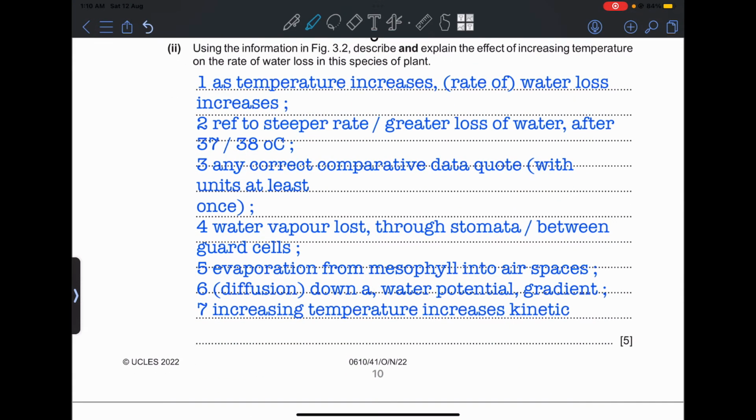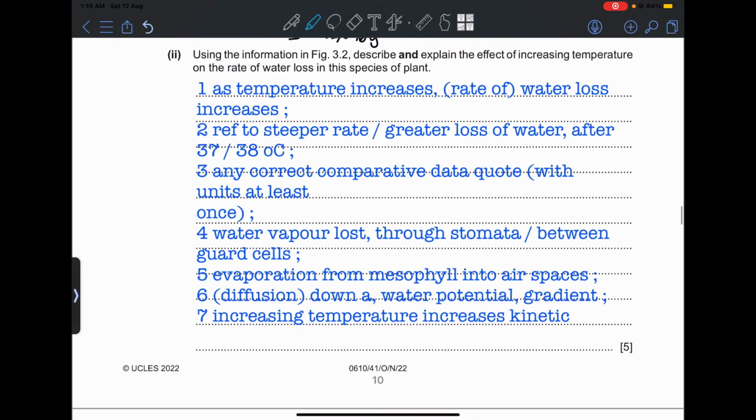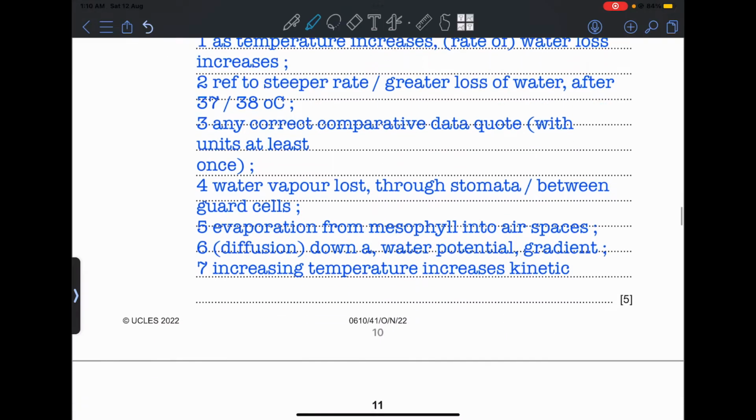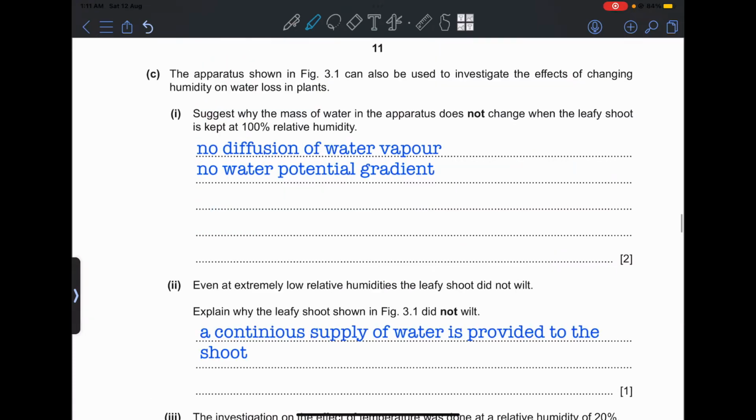You must, of course, include the units to get a mark. 4 says water vapor lost through stomata between guard cells. So this is the explanation of how there is a water loss in the leaf. This is basically an explanation of transpiration. 5 evaporation from mesophyll into airspaces. 6 diffusion down a water potential gradient. And lastly, increasing temperature increases kinetic energy.